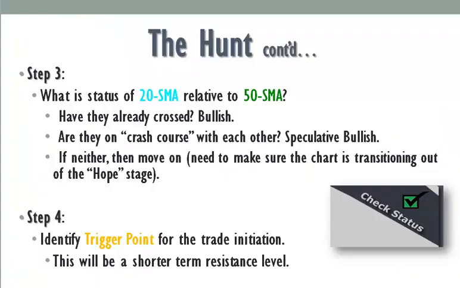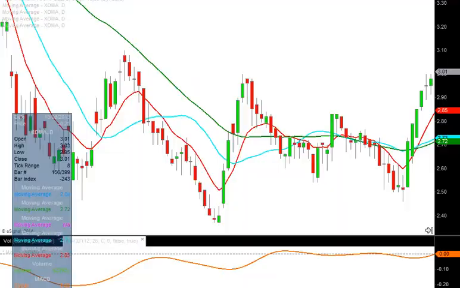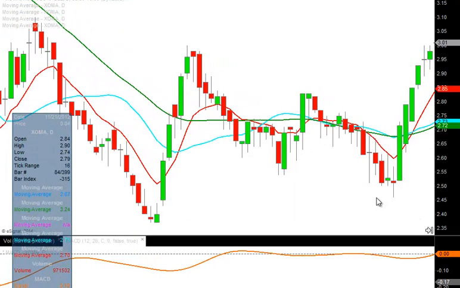Step three, so what's the status of the 20? If it's above the 50, then it's bullish. If they're on that crash course, then it's a speculative bullish. And if it's neither and they're just not looking the way you would want them to, too early in the hope stage, so move on. And then again, just to drive home, if you're unsure, also just move on at that point in time. So looking here, let me zoom in some more. You can see that not only is the 20 above the 50, but they're actually both now starting to move upward. So no doubt here we are at the tail end of the hope stage and maybe even already starting to cross into the excitement stage.